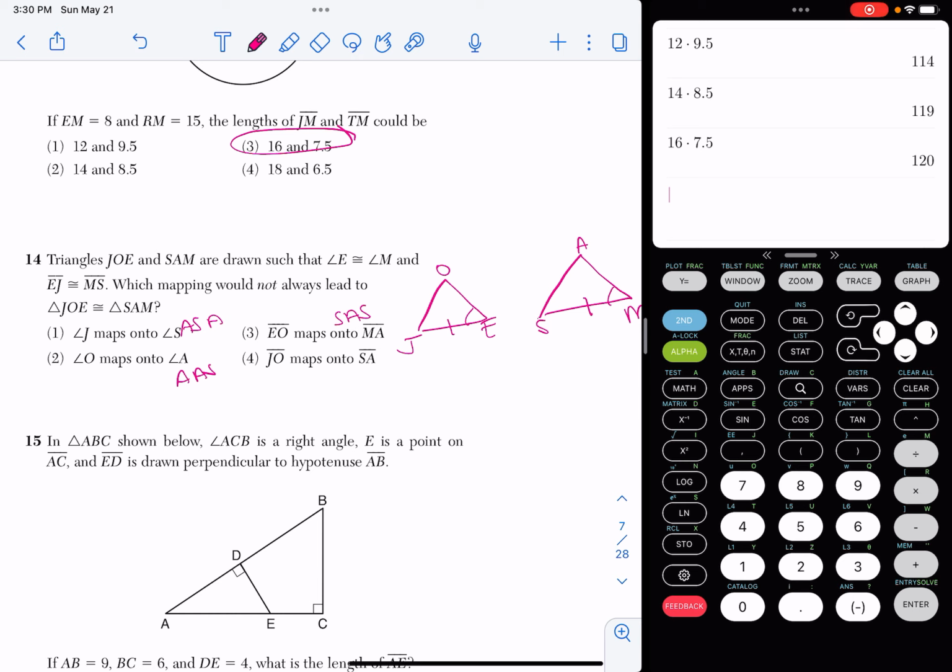And let's just see choice 4. It says JO maps onto SA. This is giving us side, side, angle. That is not a method for proving triangles are congruent. So that's why our answer is choice 4.